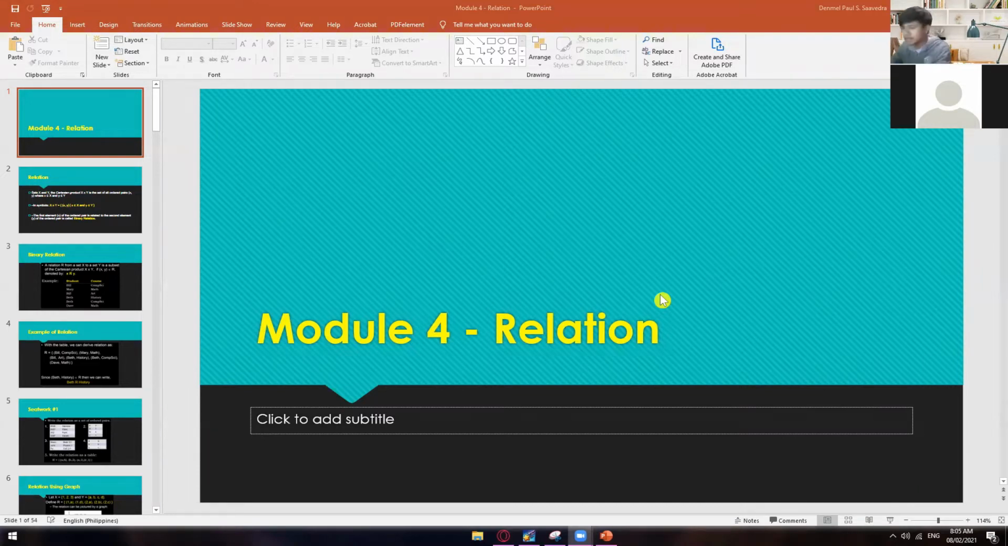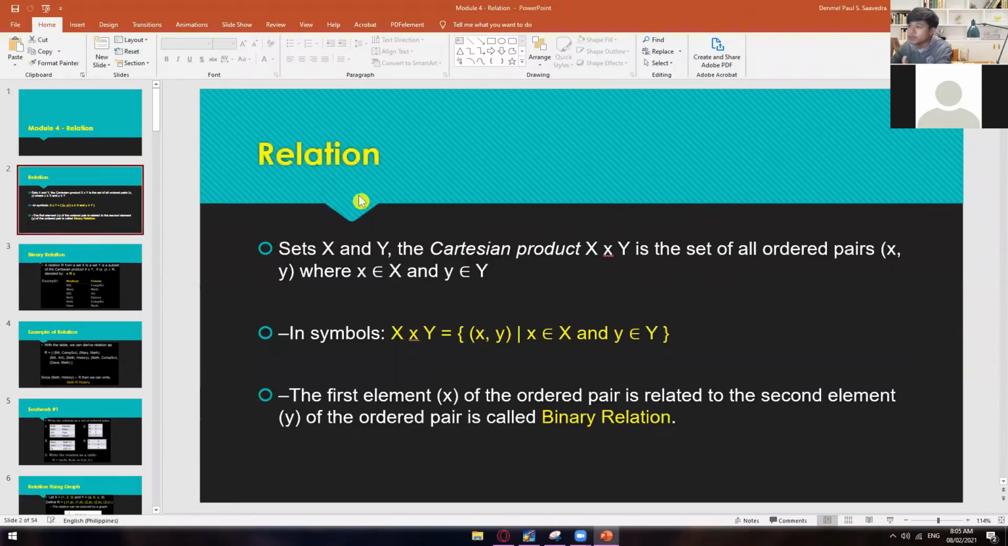So as you can see, our topic for today is relations. To those who are already done with Math 100, this is a deeper look at relations. Most of the topics here are already part of Math 100, so this one should be super easy to understand for you. So first, what is the meaning of relation?